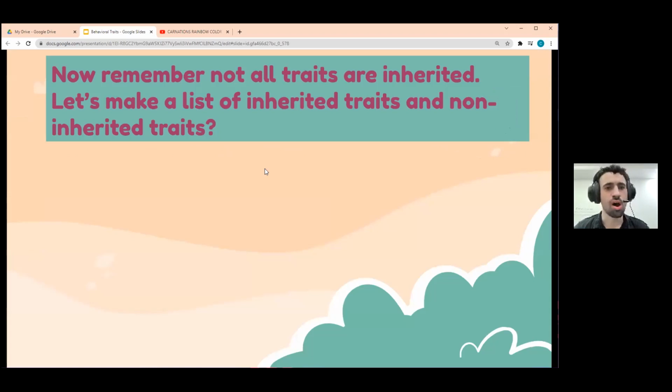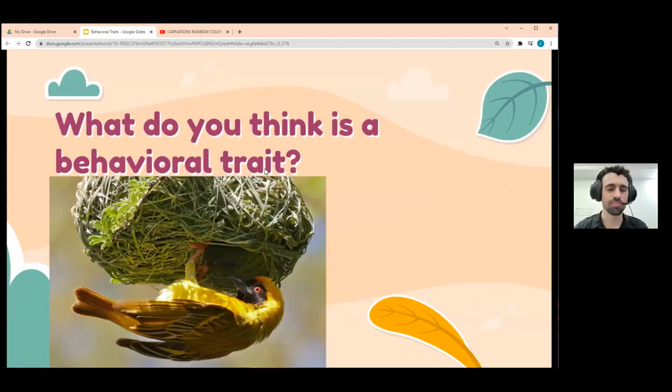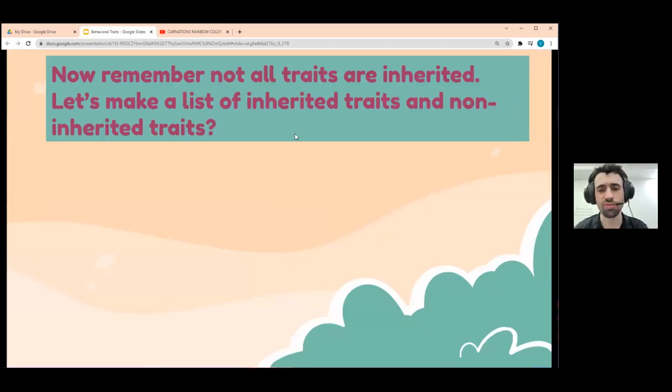Now remember, not all traits are inherited. Let's make a list of inherited traits and non-inherited traits. Okay, so remember, traits like your hair color, your eye color, things like this, they're not all inherited. Maybe you dye your hair a different color. That's not inherited. Maybe you paint your nails. That is not inherited. So just like physical traits, some behavioral traits are inherited or not inherited. But let's talk about some physical traits, or you guys can try to do some behavioral traits if you want. But it's okay if our examples are physical traits like hair color, body covering, things like that.